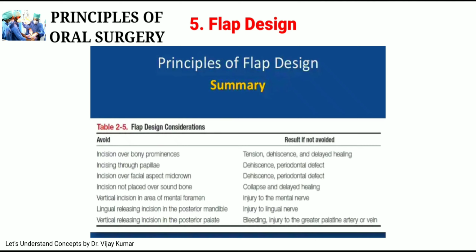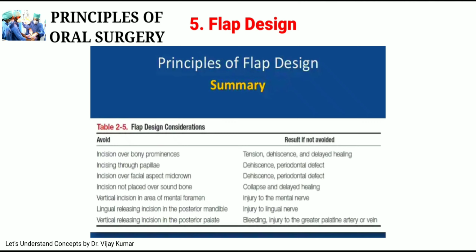Incision, what you have to avoid. You have to avoid incisions over bony prominences, you have to avoid incision through the papilla, you have to avoid incision over the facial aspect from the mid crown portion, right? It should be on the angle of the root. So if you are giving any vertical incision, it should be from the angle of the tooth.